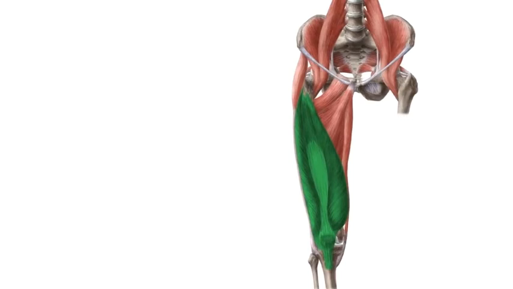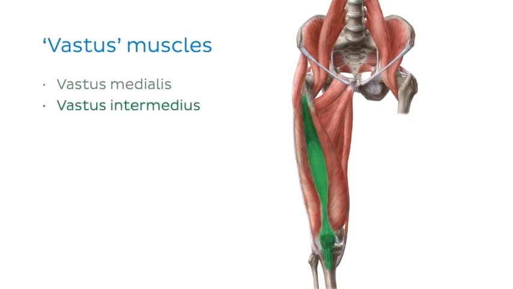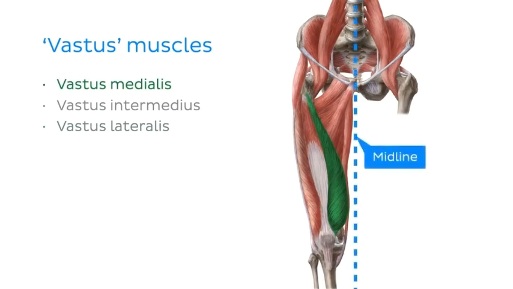Muscles can also be described as medialis, intermedius, and lateralis. A great example of these is the vastus muscles: vastus medialis, vastus intermedius, and vastus lateralis. This describes their positioning in relation to the midline. Medialis meaning closer to the midline, intermedius meaning intermediate, and lateralis or lateral meaning to the side or away from the midline.